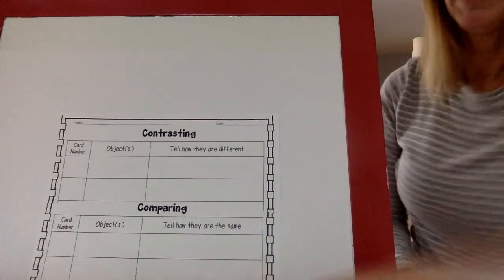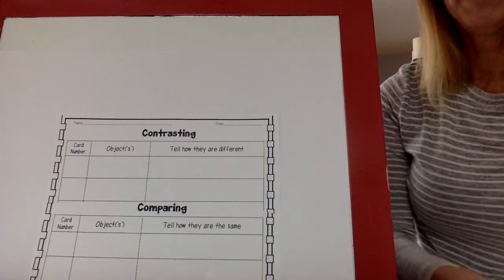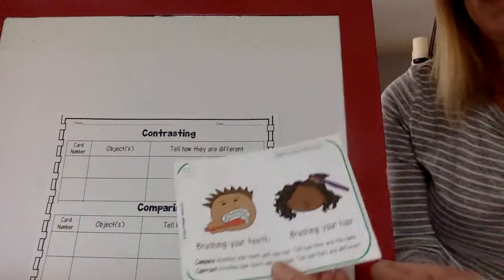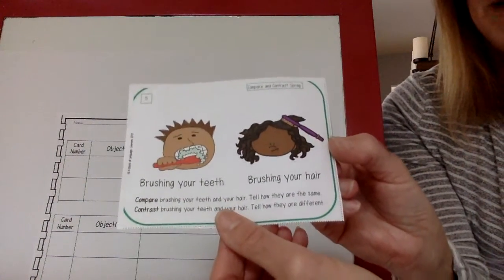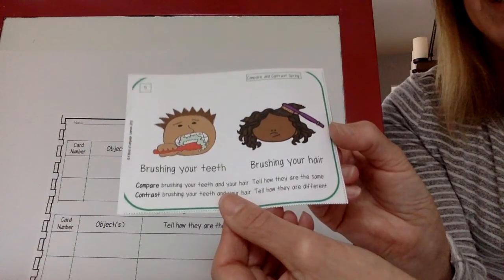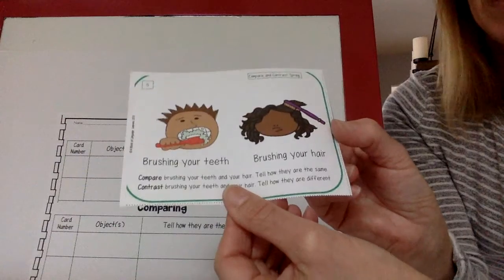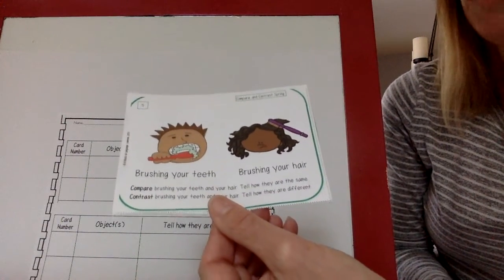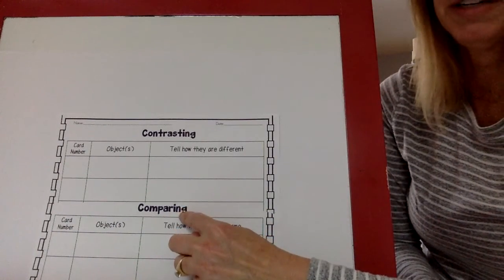Now, I have a homework for you, and on the homework worksheet, you have little cards that look something like this. If I move it up nice and close, you will see here that there's a picture of a boy brushing his teeth and a girl brushing her hair. Now, if you were to compare these, you might find, how are they similar? So the word comparing is down here.